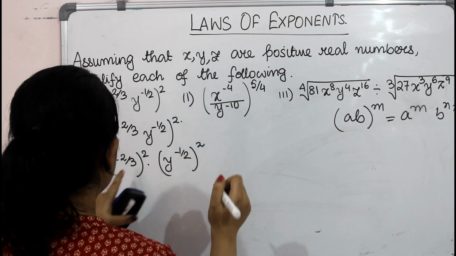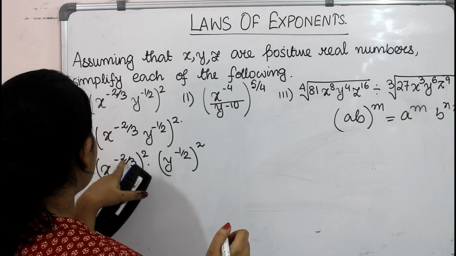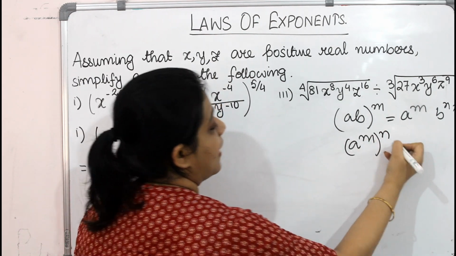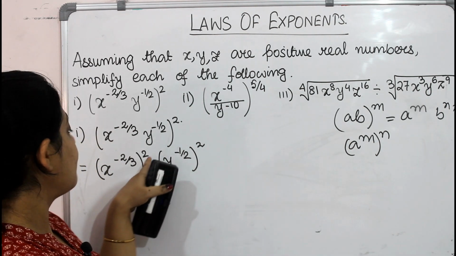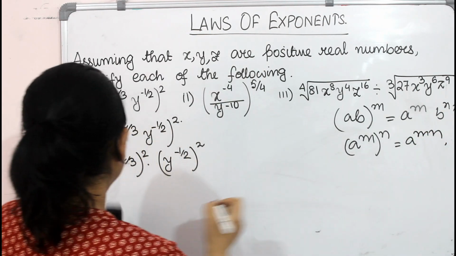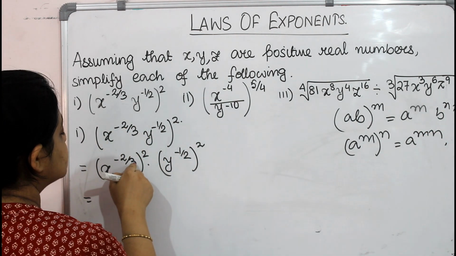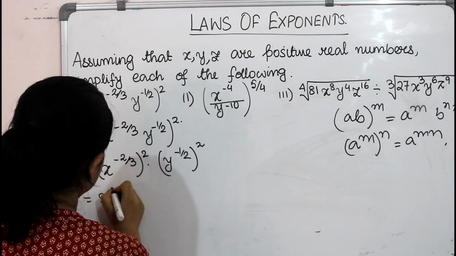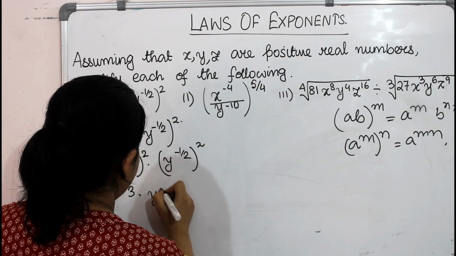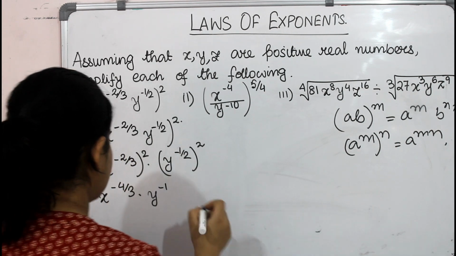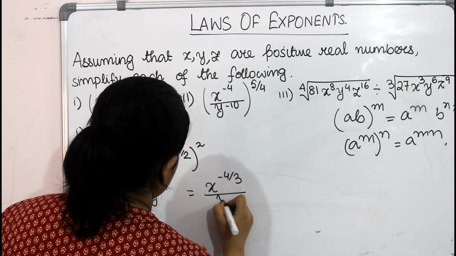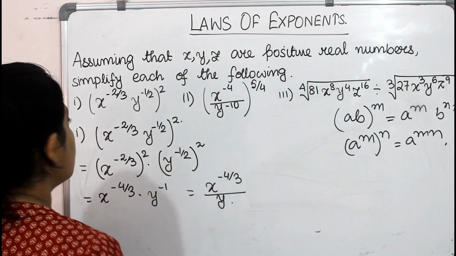Okay, since this is a to the power of m, the whole to the power of n, that is a to the power of m into n, we just multiply the two powers. So here this will be x to the power of minus 2 by 3 into 2, so this will be x to the power of minus 4 by 3, and this will be y to the power of minus 1. So that is x to the power of minus 4 by 3 by y. Okay, this is the first sum.